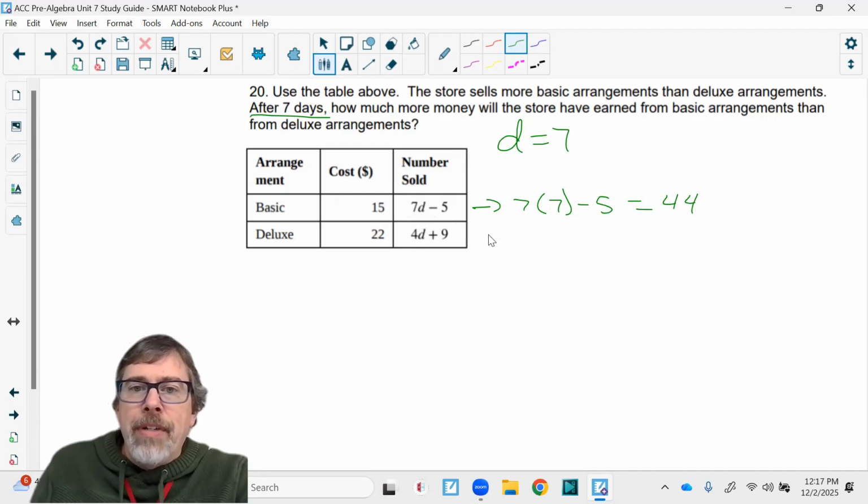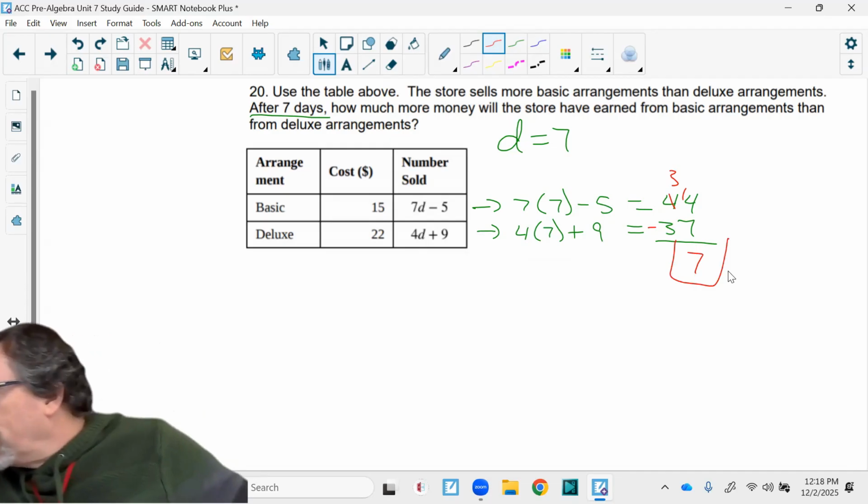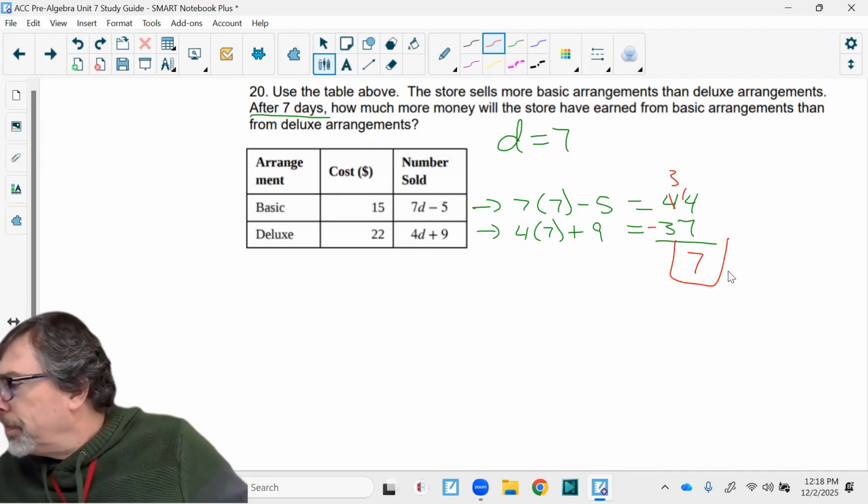If I plug in a 7 here, I'm going to get 4 times 7 plus 9, which is 28 plus 9, which is 37. How much more has the store earned on basic? Well, that's this. So then we do this, and we are going to subtract the two. 4 to 3, borrow 10 over. 14 minus 7 is 7. So there's 7 more arrangements.